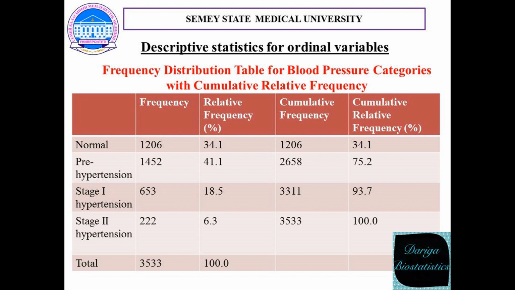The cumulative frequencies are very useful for summarizing ordinal variables and indicate the percent of patients at a particular level. In this example, 75.2% of the patients are not classified as hypertensive because they have normal blood pressure or prehypertension. Notice that for the last, highest blood pressure category, the cumulative frequency is equal to the sample size, 3,533, and the cumulative relative frequency is 100%.